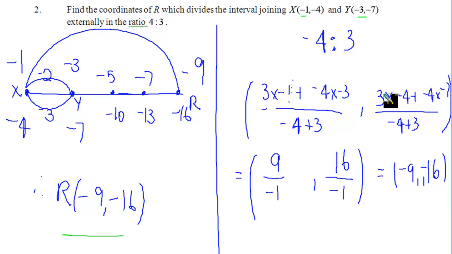Again, I've applied the formula using the -4 for the first ratio. I could have used -3, it would work out exactly the same. Do it yourself and see if it works out.